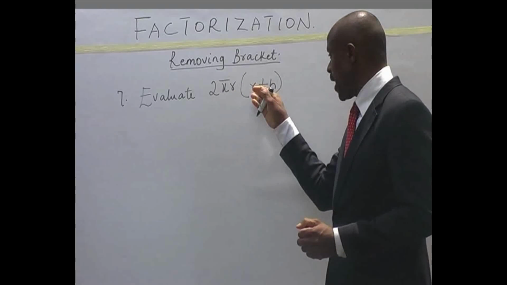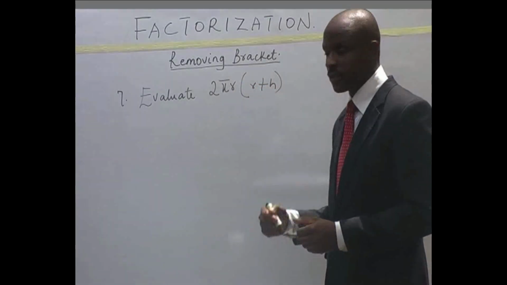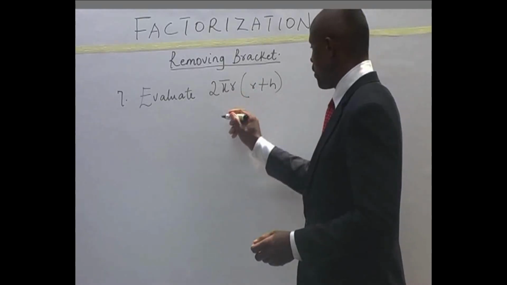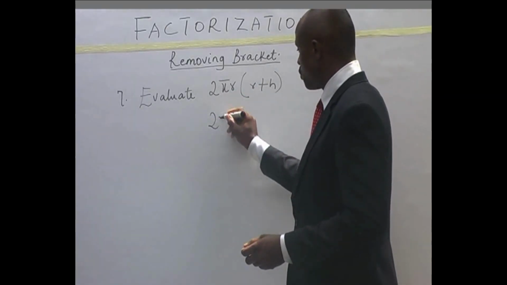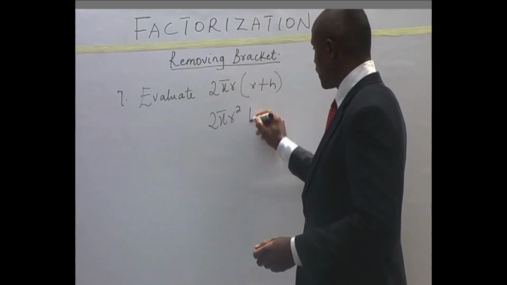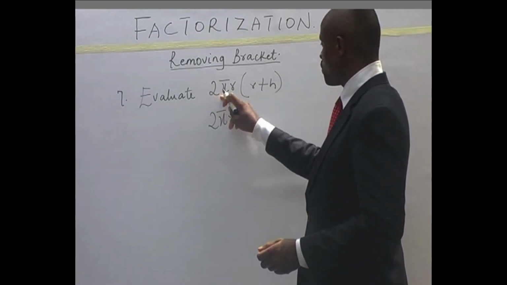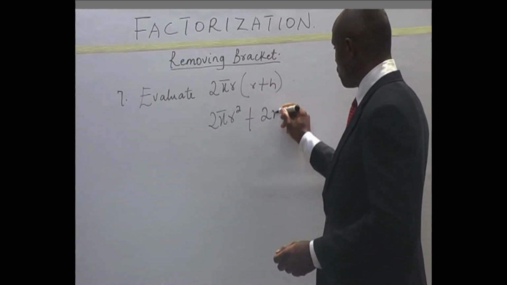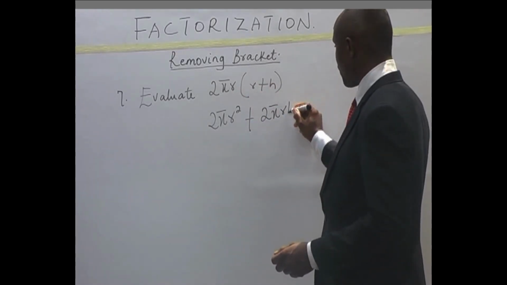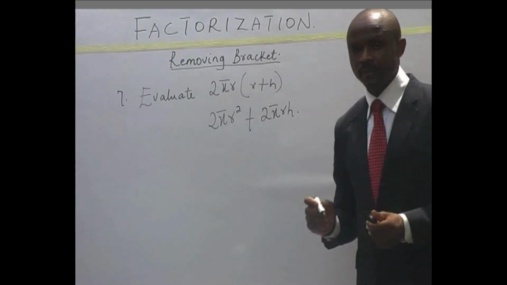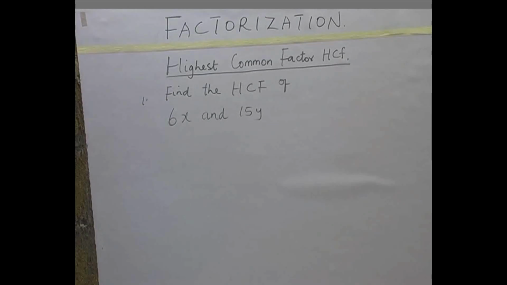Evaluate 2 pi r into r plus h. 2 pi r times r will give you 2 pi r squared, plus 2 pi r times h will give you 2 pi r h. That's all.